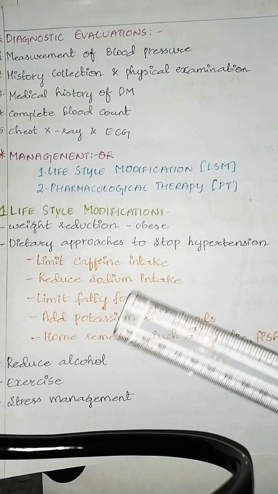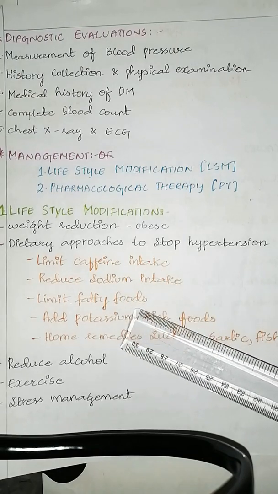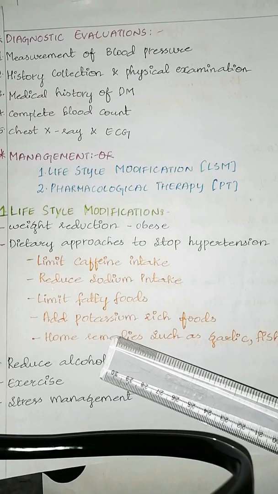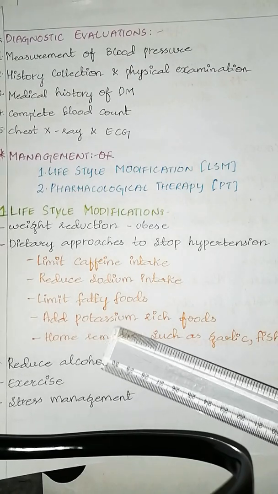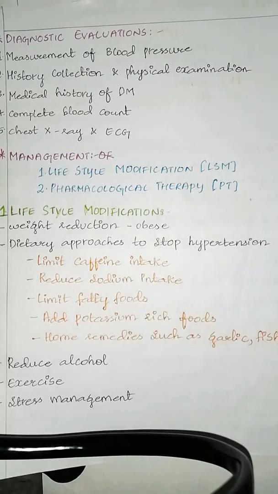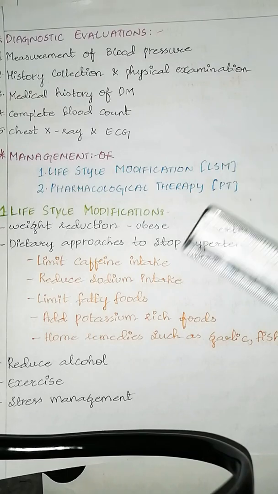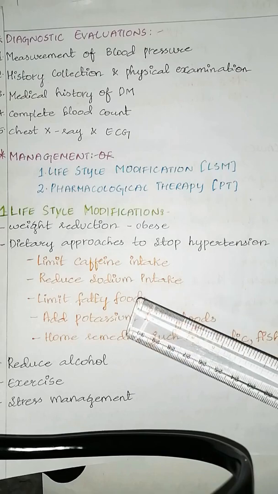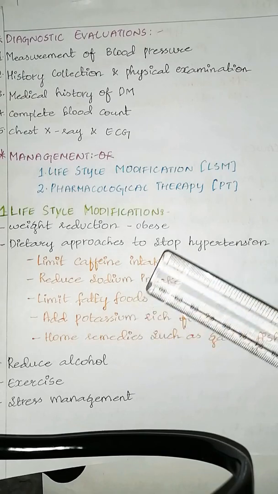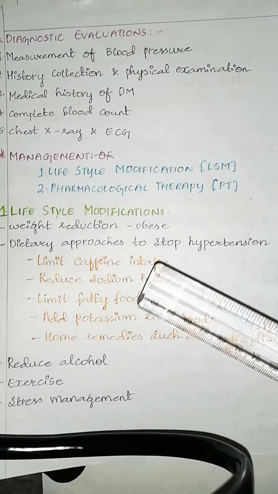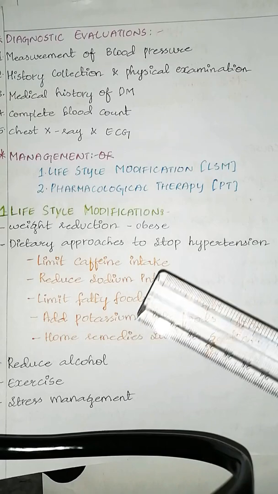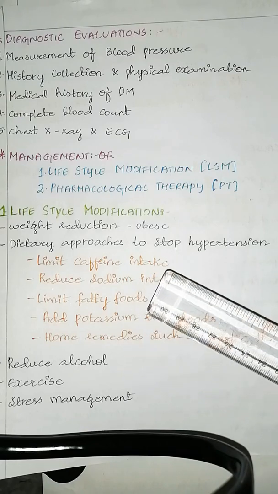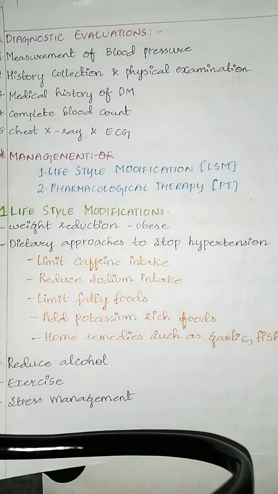Next, reduce the alcohol consumption. Exercise, at least 30 minutes of walking is needed. Minimum 30 minutes of walking is required. Stress management. Stress is also a very important cause of hypertension. So try taking some deep breaths, meditation and yoga to avoid stress. Not only for hypertension, it is for many diseases.